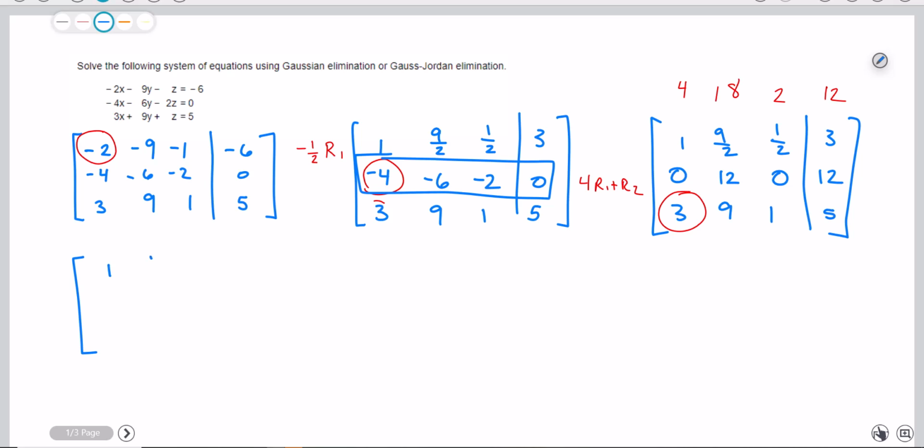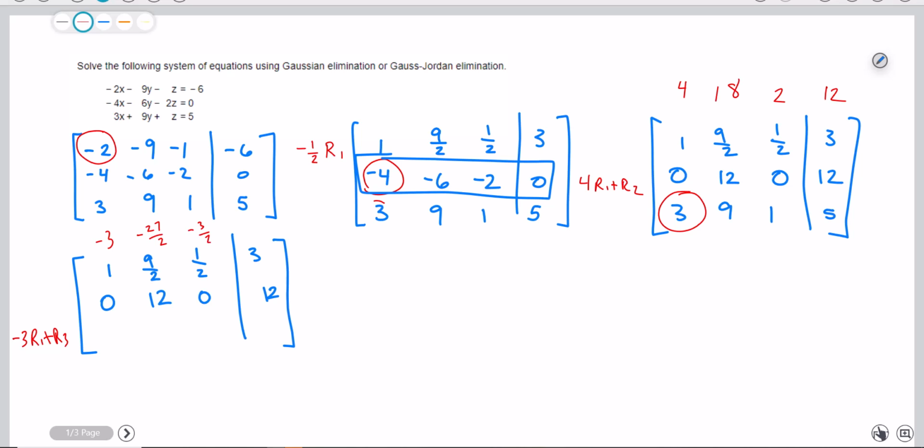All right, our next step is we want to turn this 3 into a 0. So once again, I'm not changing row 1. I'm not going to change row 2. And what I want to do is take the negative 3 times row 1 and add it to row 3. So once again, I'll put these numbers up here. Negative 3 times 1, negative 3. Negative 3 times 9 over 2, negative 27 over 2. Negative 3 times 1/2, negative 3/2. Negative 3 times 3, negative 9.